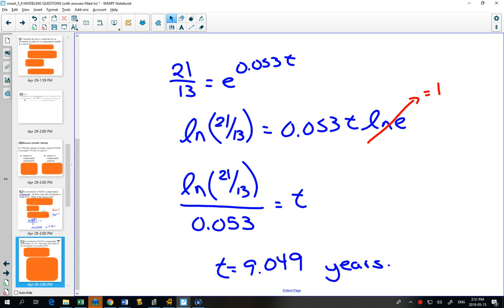And solve and start to practice rounding to 3 decimal places, because you have to round to 3 decimal places, and remember to include your units.